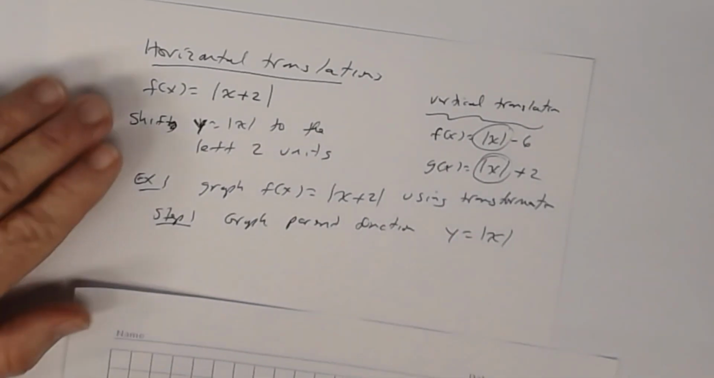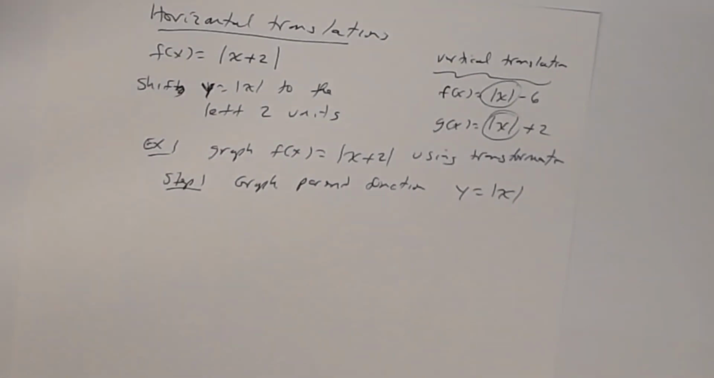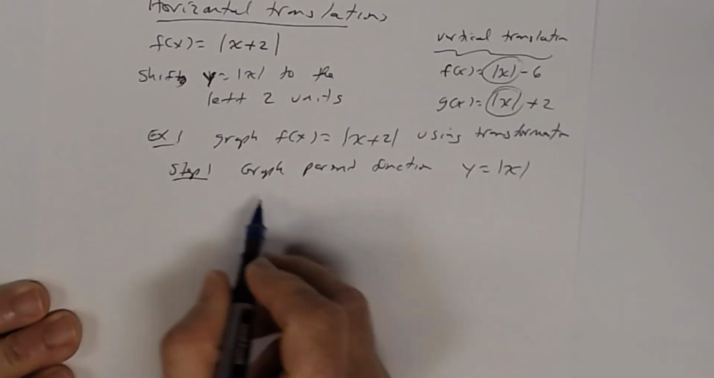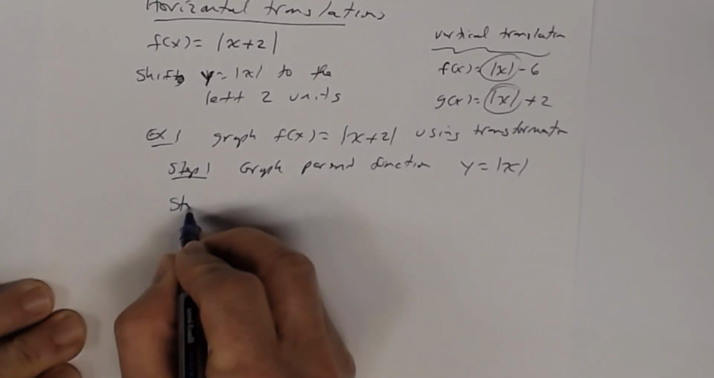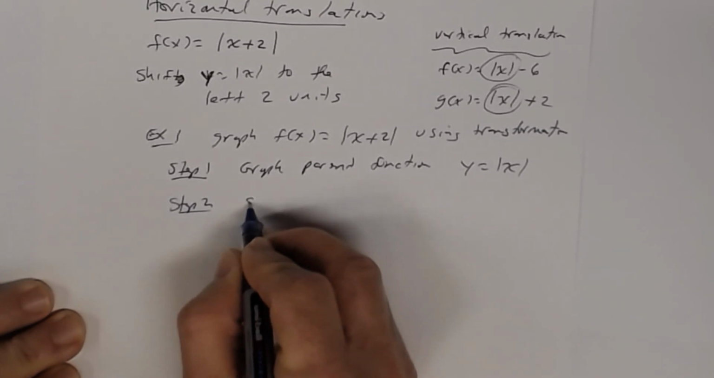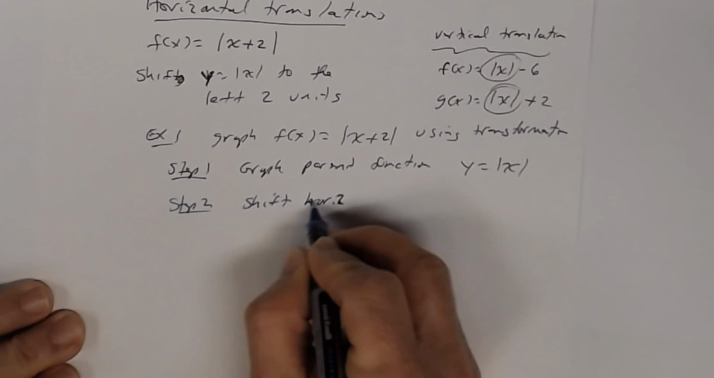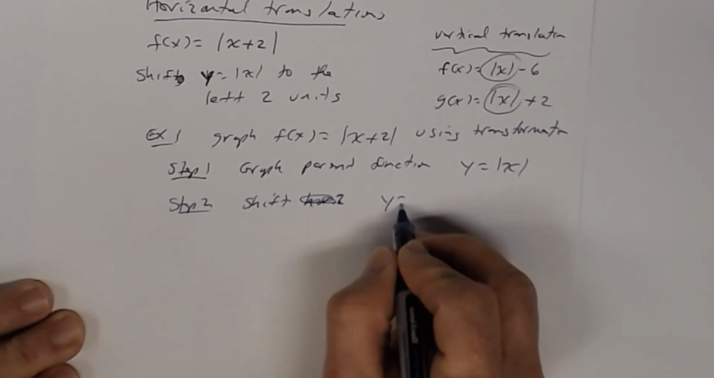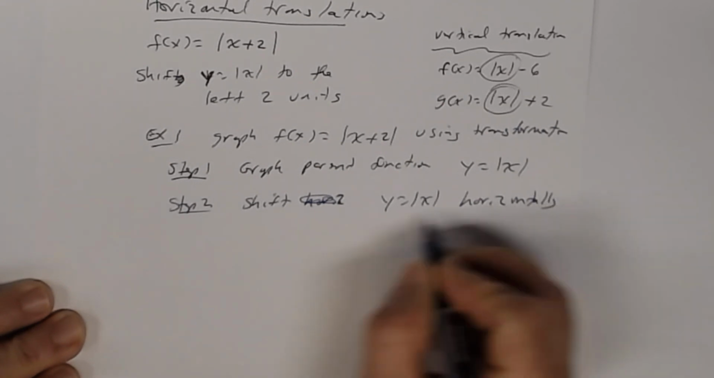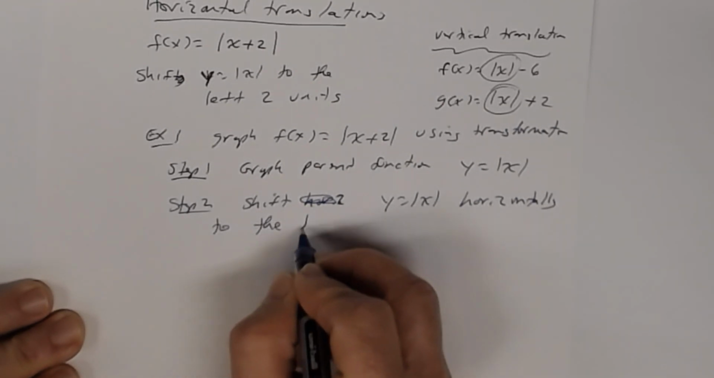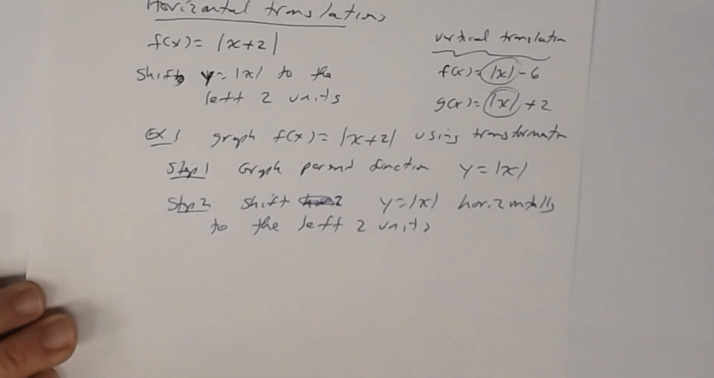We talked about horizontal. Let me mention horizontal one more time. Oh, I forgot to mention this. I'm sorry. So this was step 1. Step 2, you're going to shift. You're going to write like this. You're going to shift y equal absolute value of x horizontally to the left 2 units. And that's what we did here.